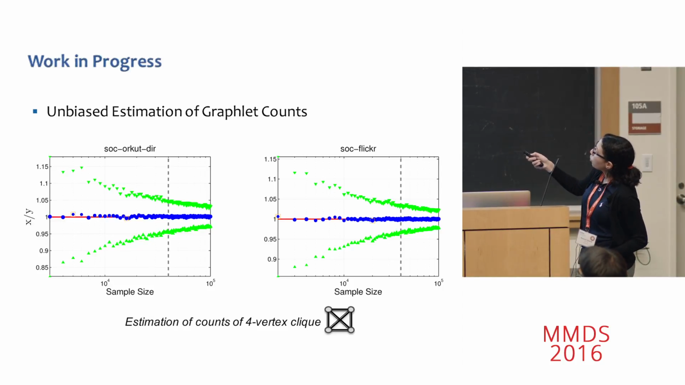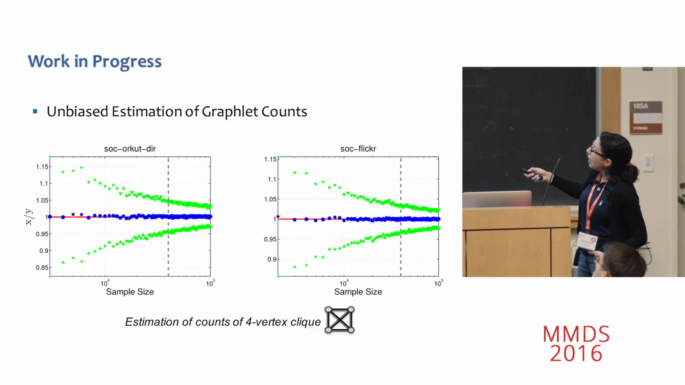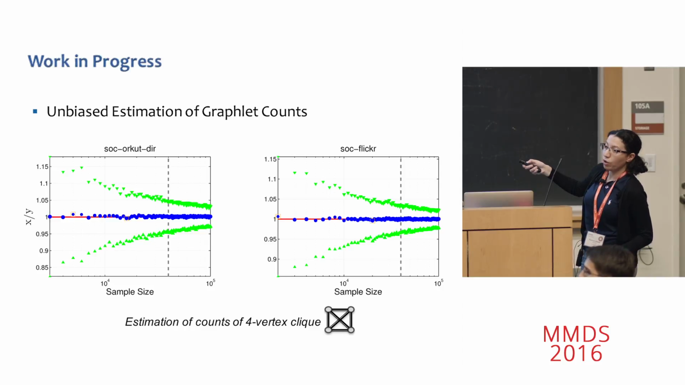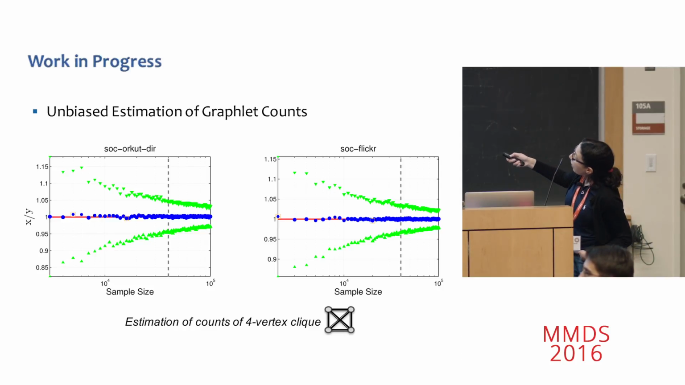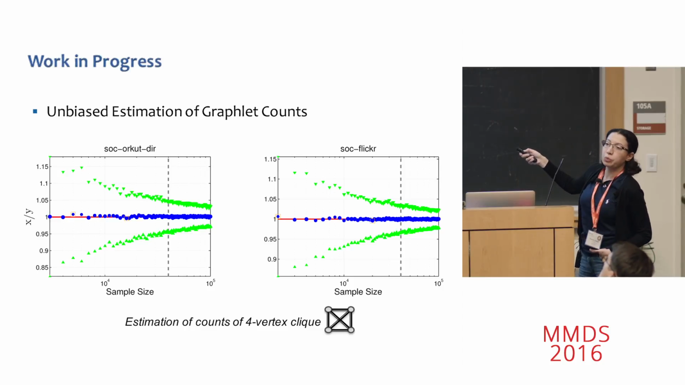So here, this is for social ORCID, and that's the sample size. As we increase the sample size, which is the number of edges that we sample, the y-axis is a ratio between the estimate of 4-cliques and the exact or actual value of the 4-cliques. The red line represents the exact, and the blue circles represent the estimate.